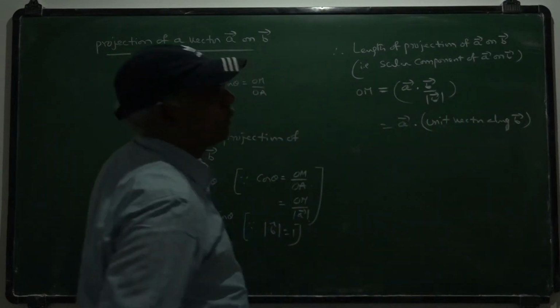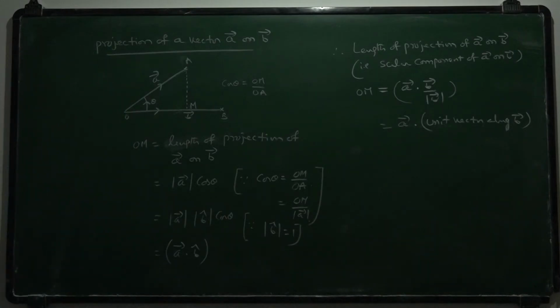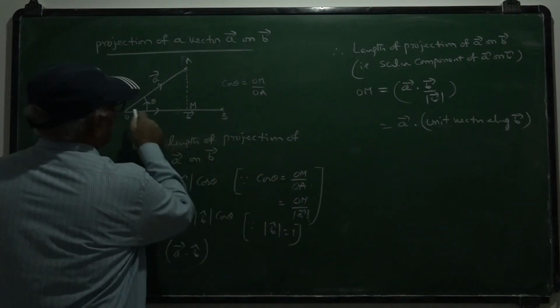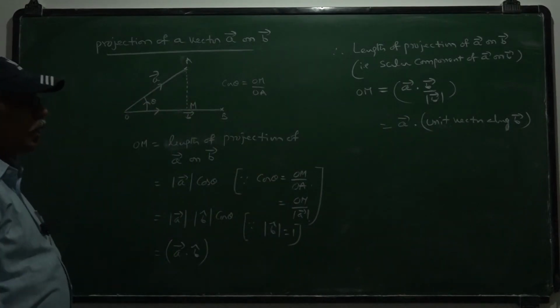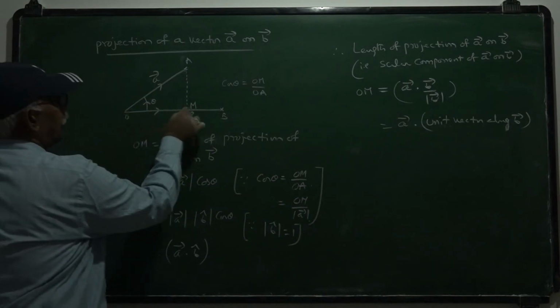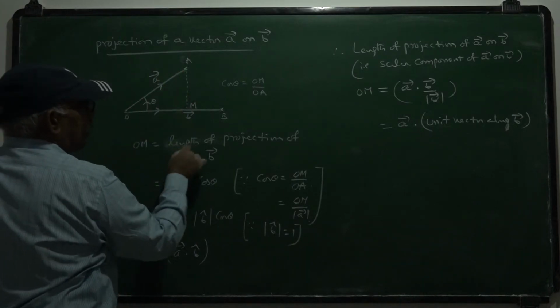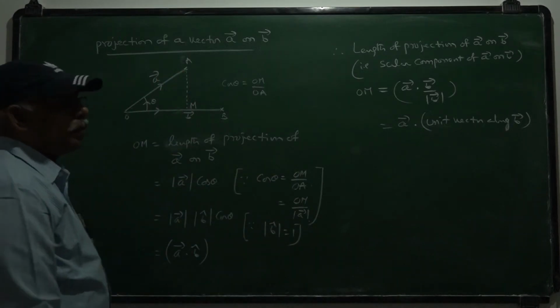That is the concept. It depends completely on cos theta, just from the triangle. From this triangle, cos theta is OM by OA. This OM is called the length of projection of A bar on B bar.